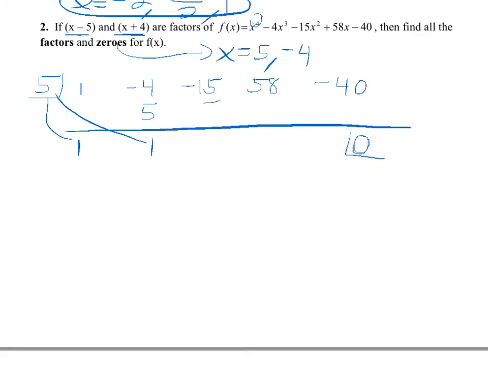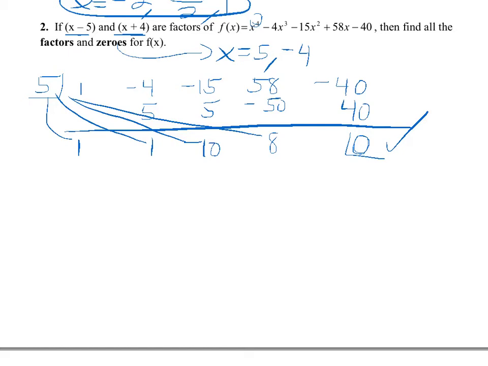5 times 1 is 5. I add this, I get -10. 5 times -10 is -50. I add this, and I get +8. And there it is. 5 times the 8 is 40. So there it is. It works out. I get 0 as a remainder.